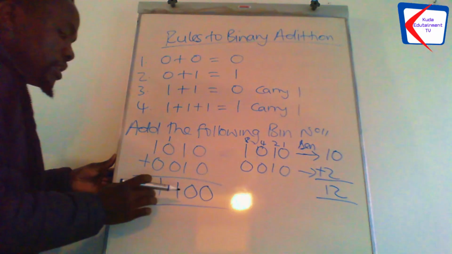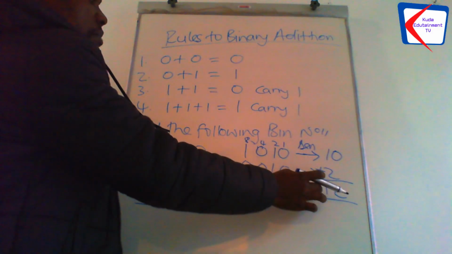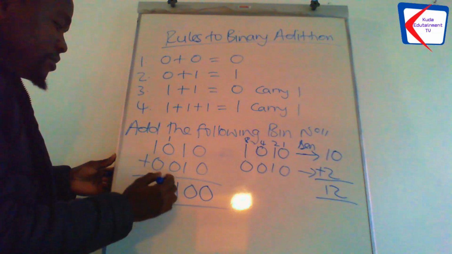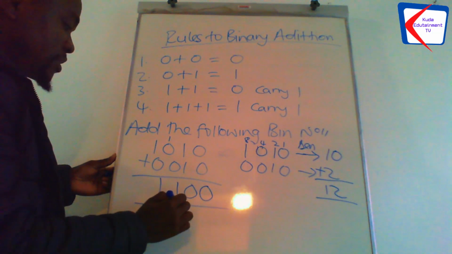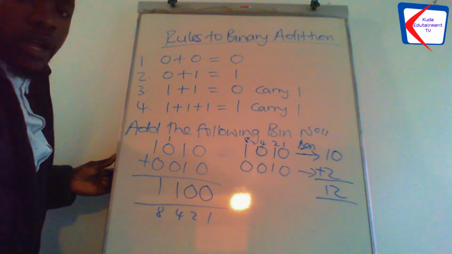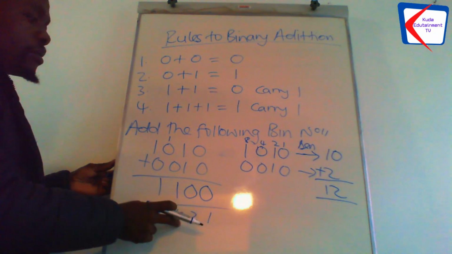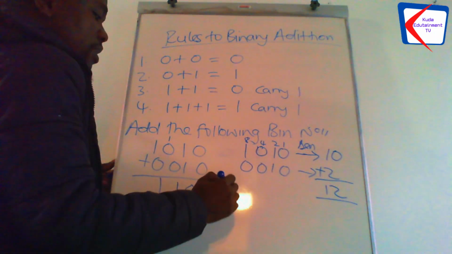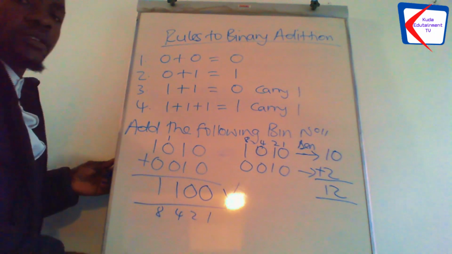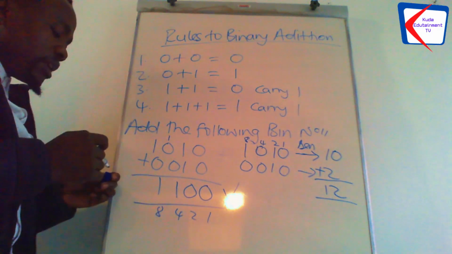So if we convert this binary answer, it should give us the same number as this one. The binary units that we have are 8, 4, 2 and 1. If we add the binary units which are switched on, which are 8 and 4, we will get 12, meaning our answer is correct. So this is how we go about adding binary numbers.